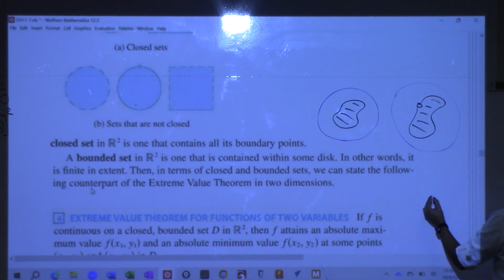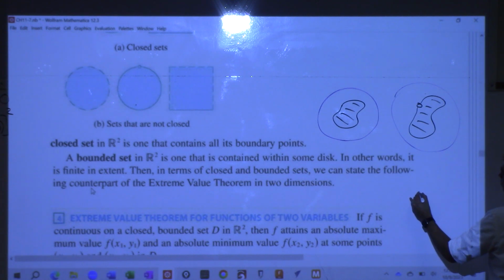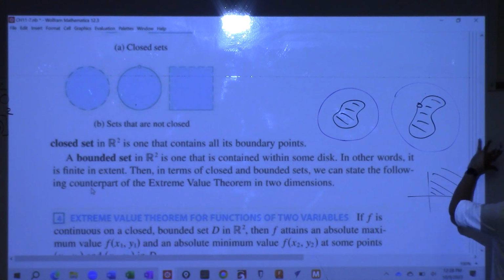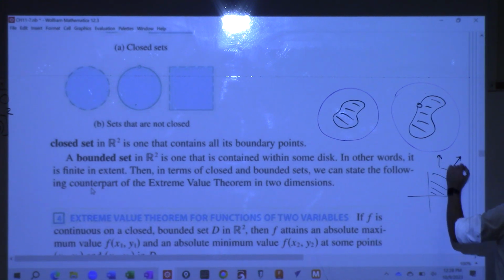Okay, let me see, I'm trying to think of an example. Well, like I was saying before, if this is the xy plane, and I just take everything in the first quadrant like this, is that closed? No, because it goes forever, right? It doesn't contain a boundary. All right, is it bounded? No, it's not bounded. You can't draw a circle and contain everything because we're assuming it goes forever, right?